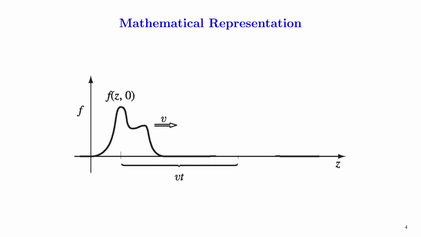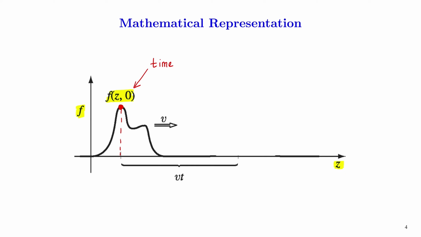Our next attempt is to find a mathematical representation of wave propagation. Let us consider a wave that is traveling in the forward direction. The wave that we are considering has an arbitrary shape as shown, and it is mathematically defined to be f(z, 0). Here z is the direction of propagation of the wave and f is its amplitude. This 0 inside the bracket represents time. So the wave is defined at a point z and at a time t equal to 0.